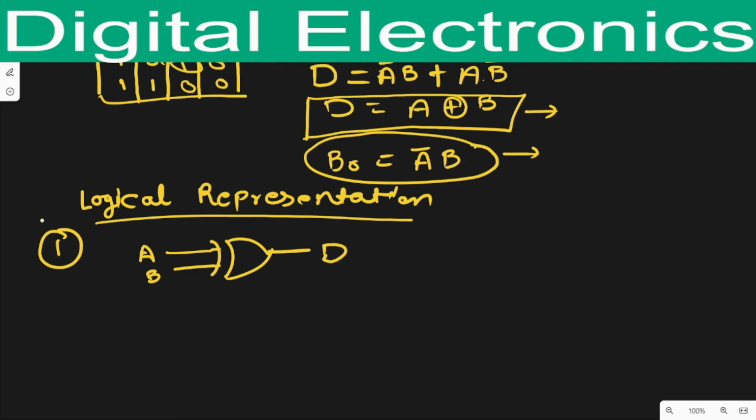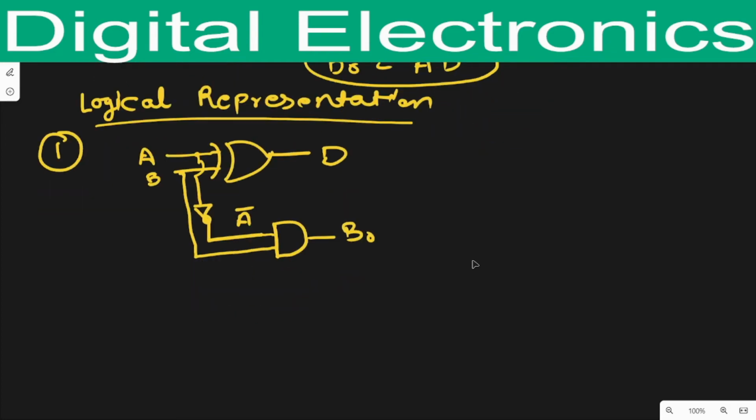Now, the second one is borrow, B naught equals A bar B. To find out A bar, we need a NOT gate. So here we will find out A bar. How can we find out B? We fuse the path here and then connect one AND gate here. So from this path we will get B naught. This is the first type of logical representation. Is it clear to all of you?